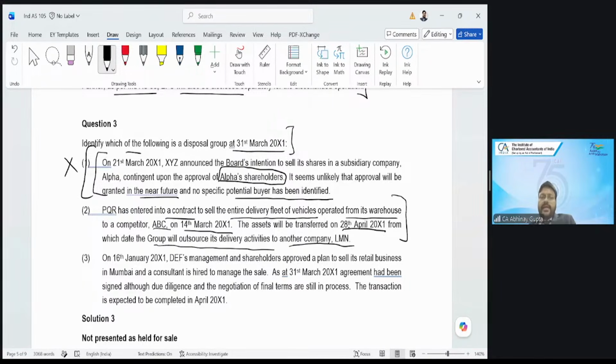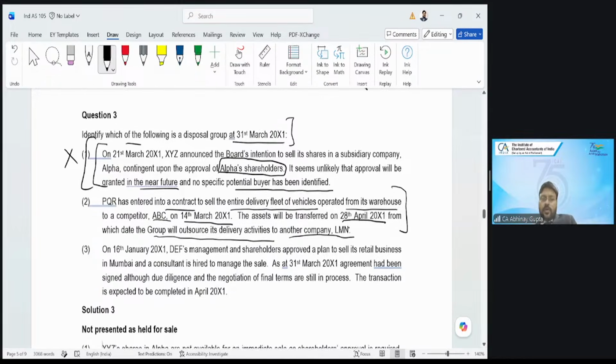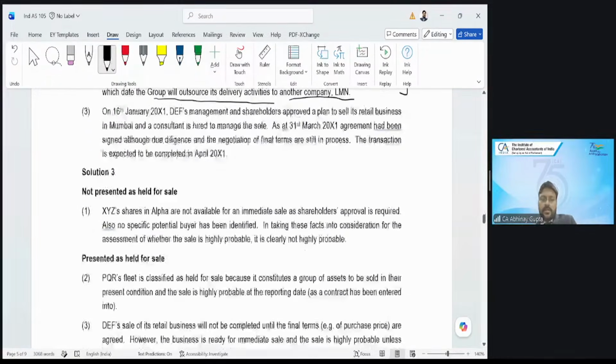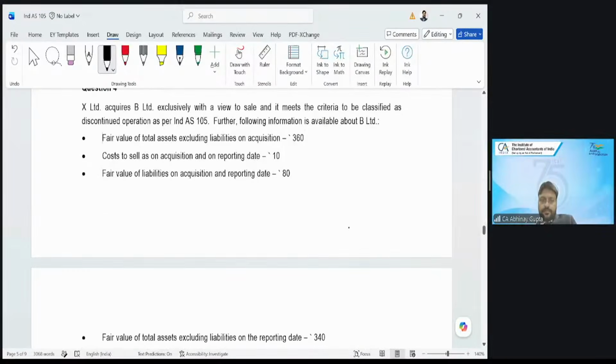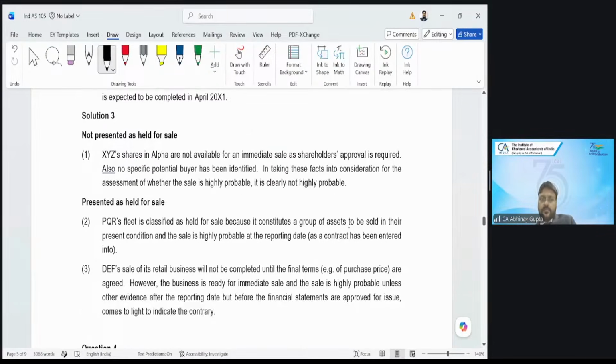So the entire delivery fleet is being offered under these facts. PQR's fleet is classified as held for sale because it constitutes a group of assets to be sold in their present condition, right? And the sale is highly probable at the reporting date as the contract has been entered into. So the contract has already been entered into with the buyer.